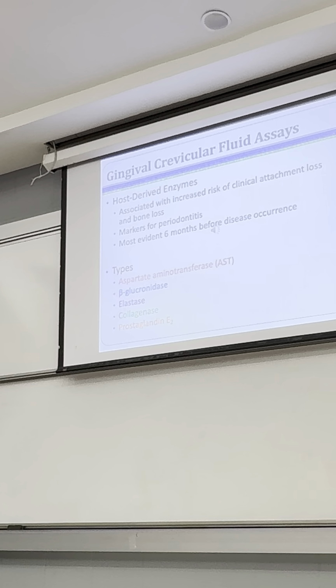They can be evident up to 6 months before disease actually occurs. So that's interesting that it can start that far in advance.